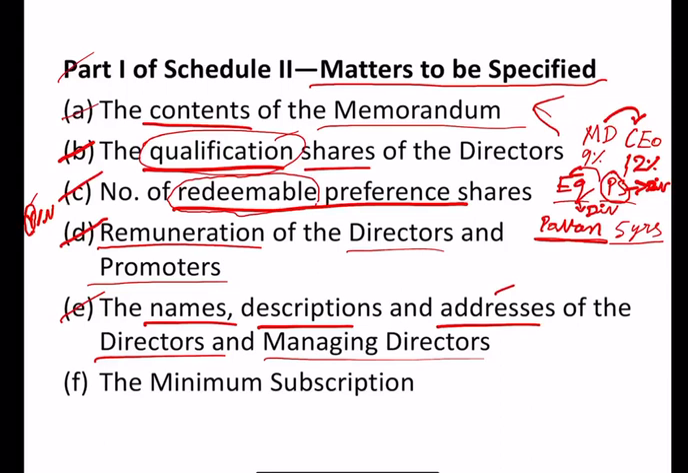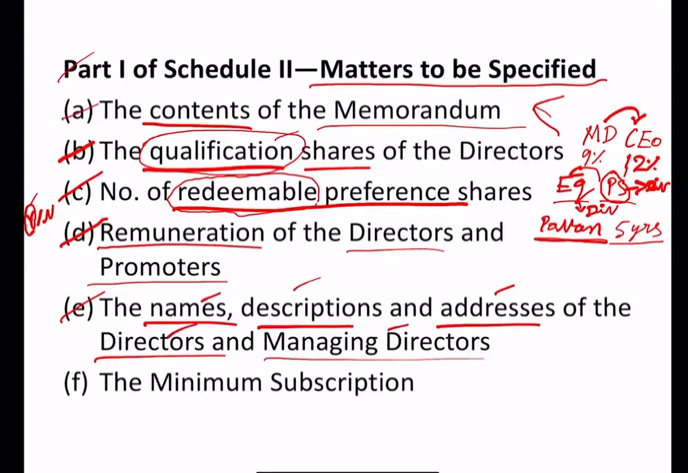Without doubt, investors will invest in your company. Or else if you don't mention the names, their nationality, their description, anything, then obviously your prospective investors will doubt and fear to invest in your company. Might be any of the directors or managing directors may be a terrorist or an enemy from Pakistan.